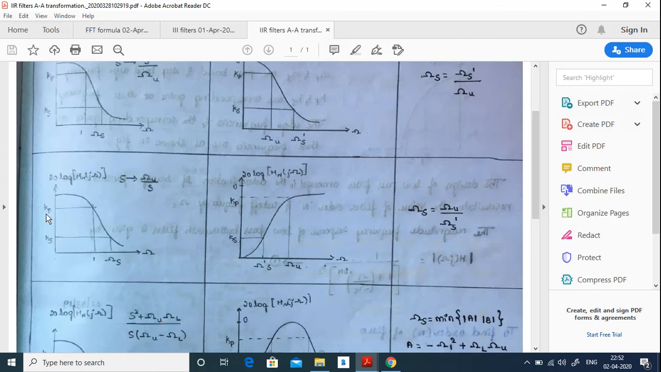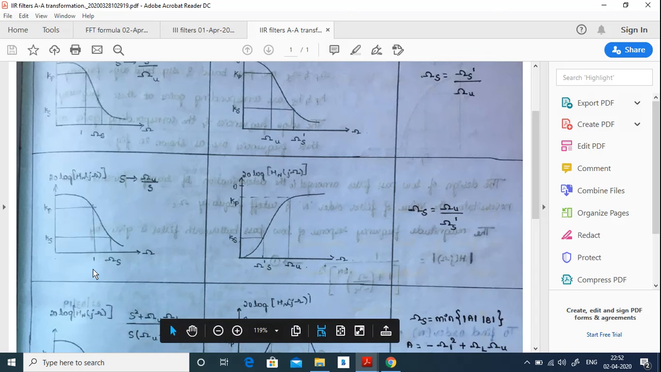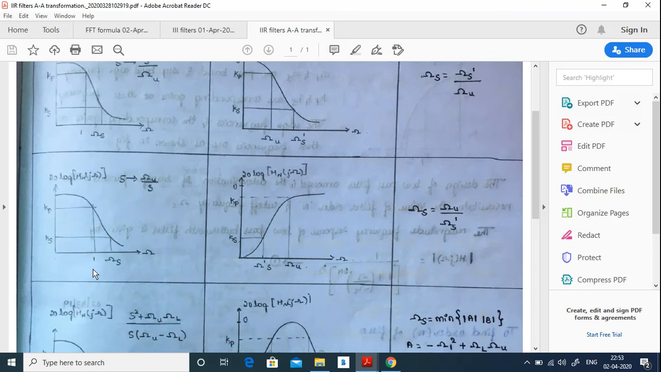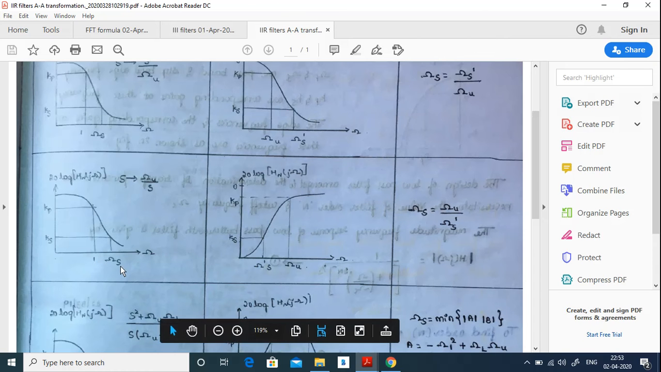Have they given you the value of Kp? Yes, of course they have given the value of Kp in the problem. Have they given you the value of Ks? Yes, of course they have given. Since omega p by default is 1, because we need to consider normalized in order to design a Butterworth filter, no need to worry about omega p, but check the value of omega s. Have they given you the value of omega s?